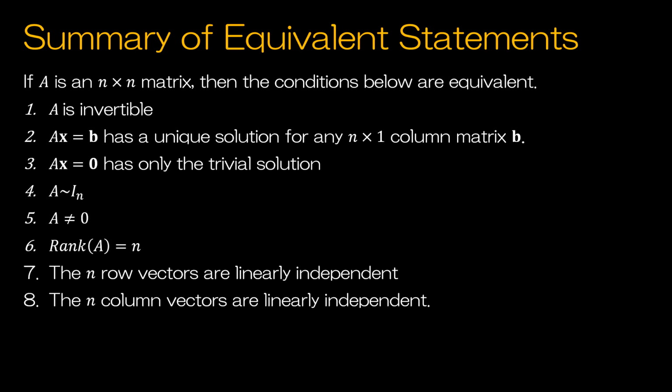In another edition of These Things Mean the Same Thing, we have if A is an n by n square matrix, then the conditions below are equivalent. A is invertible. Ax equals b has a unique solution for any n by 1 column matrix b. Ax equals 0 has only the trivial solution. A will row reduce to the identity matrix of size n. A is not equal to the 0 matrix. The rank of A is equal to n. The n row vectors are linearly independent, and the n column vectors are linearly independent.